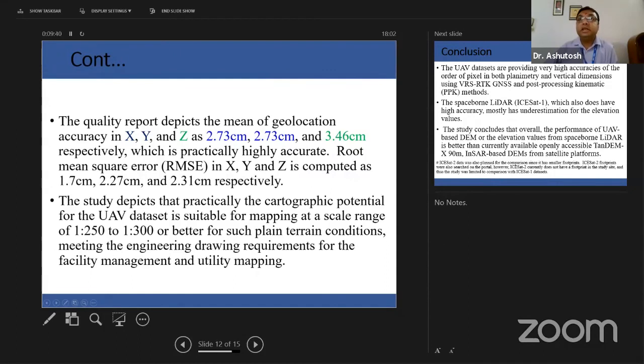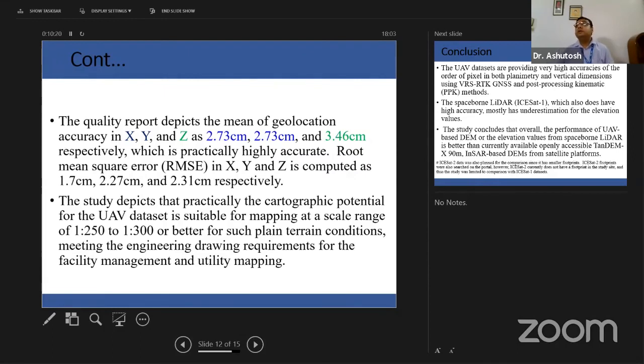In this study, it is providing an accuracy in the geolocation of 2.73 meter in X as well as Y, and in Z it is 3.46 centimeter. So within a pixel or two pixel level, we are receiving the vertical and the horizontal accuracy. That's a very high accuracy, with an RMSE of 1.7 centimeter in X, 2.27 centimeter in Y, and 2.31 centimeter in Z. So all of them are within a pixel. So it provides a very high accuracy for any type of utility management or facility management purpose.